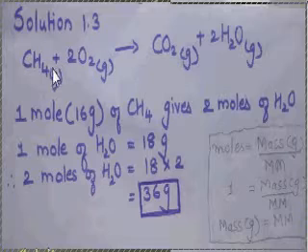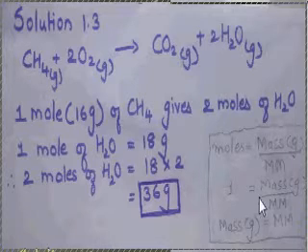Solution of 1.3. CH4 plus 2O2 gives you CO2 plus 2H2O. This is a balanced equation of the reaction which is occurring. Write down the balanced equation, that is methane reacts with oxygen to give you carbon dioxide and water. Now over here you can see there are 1 mole of methane, 2 moles of oxygen, 1 mole of carbon dioxide and 2 moles of water.